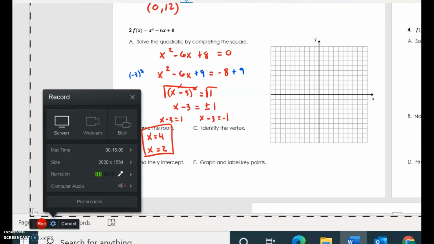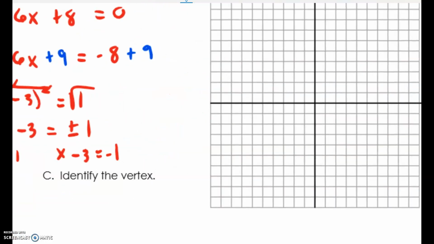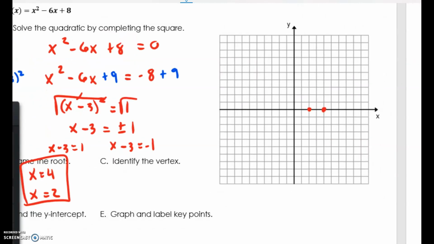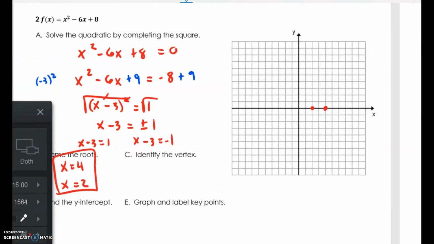All right. Have it solved. Now I want to go ahead and plot those points. 2 and 4, those are on the x-axis because that's what a root is. Now I want to figure out what is the vertex. The vertex is in the middle of those 2 points. So this is a distance of 2, so if I take half of it, it's just 1 unit away. So I'm going over 1 unit from both points, and that's the middle. So there is my vertex.